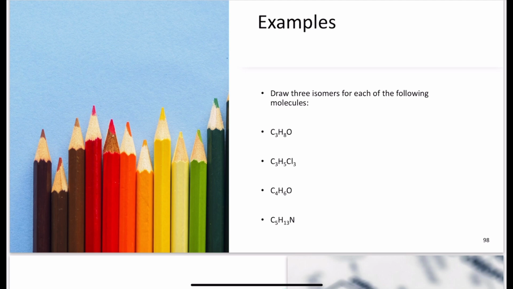Let's see. Draw 3 isomers for each of the following molecules. C3H8O. Anything you can draw that fits that formula. Let's see. 3 carbons. OH. That's one of them. That's one of them. Let's see. That would also do it.